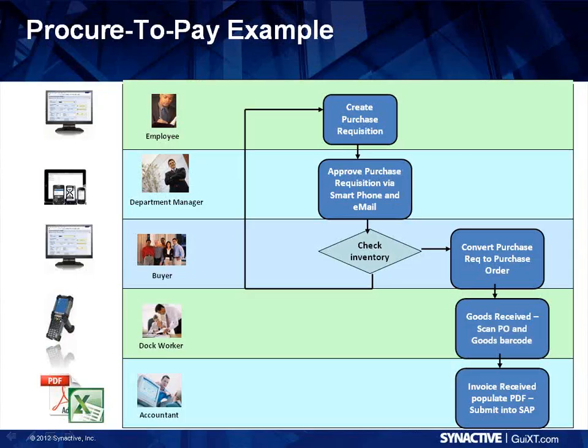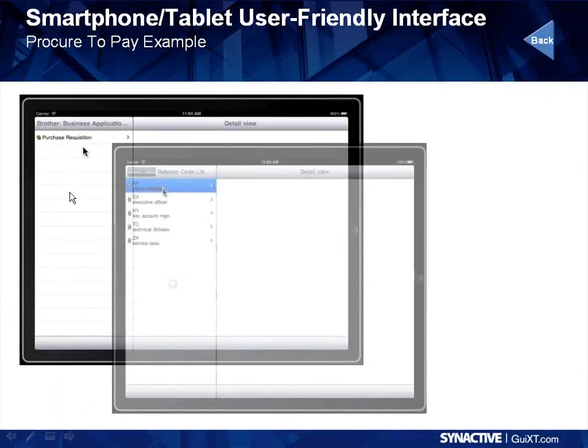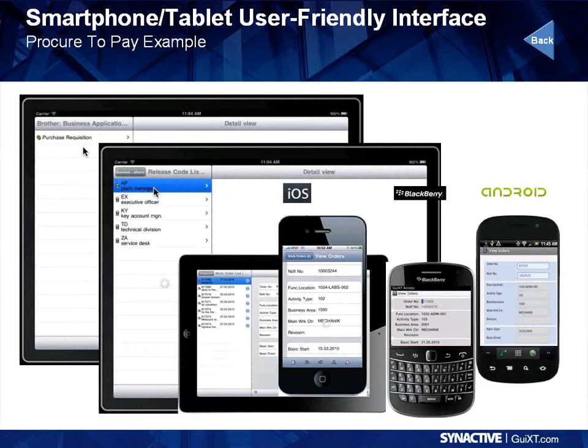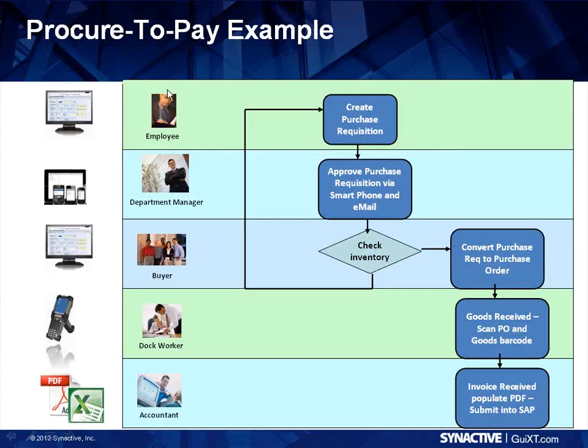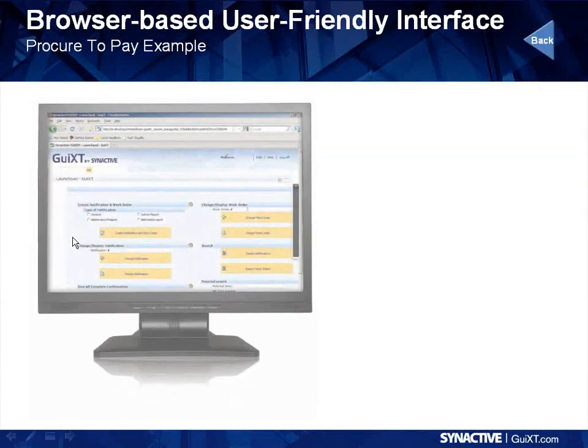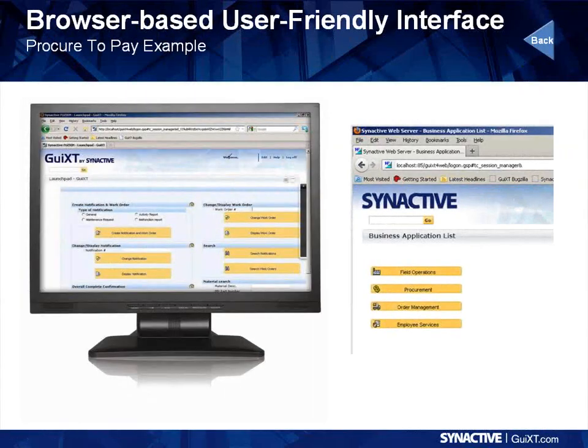Okay. The next step in the process is the smartphone tablet user interface. This is for quick approvals. The manager can have access from his smartphone or tablet for anytime, anywhere access. Next step in the process, what we showed before was the web-based or the browser-based user interface, and this also can be provided through NetWeaver Business Client or NetWeaver portals.